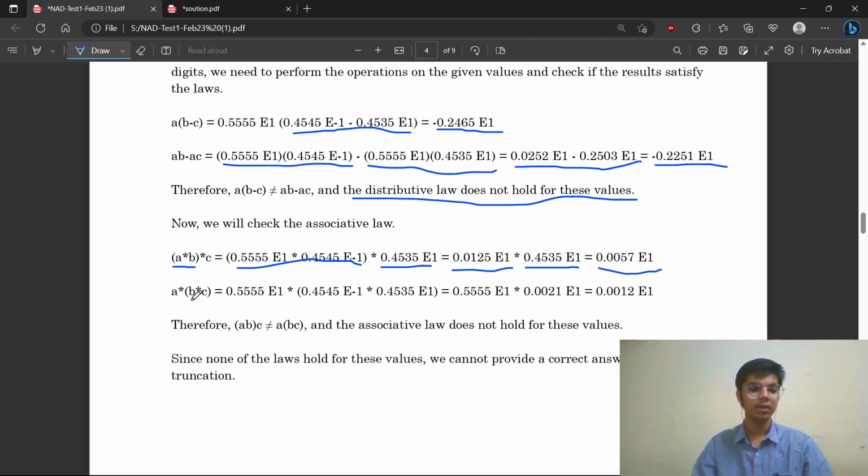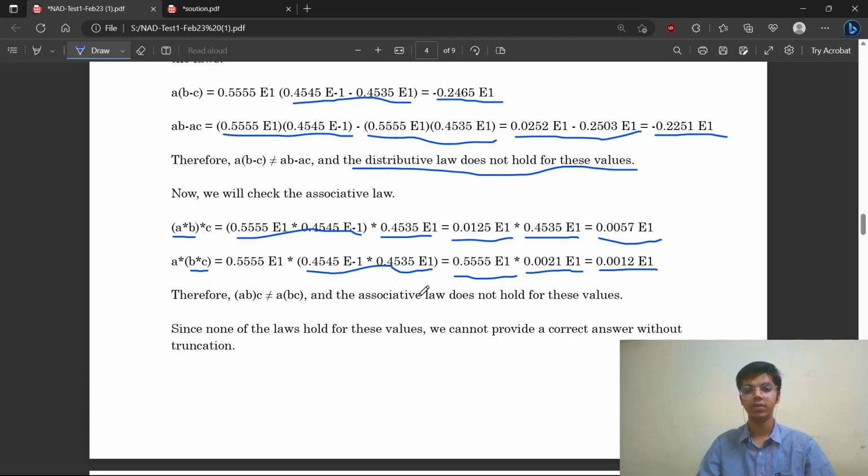we will multiply b into c first. This is the value of b, this is the value of c. After multiplying b into c, this is the resultant answer of bc, and then we will multiply it with a. The resultant answer will be 0.0012 e to the power 1. Therefore, bracket ab into c is not equal to a into bracket bc. Thus the associative law does not hold for these values either.